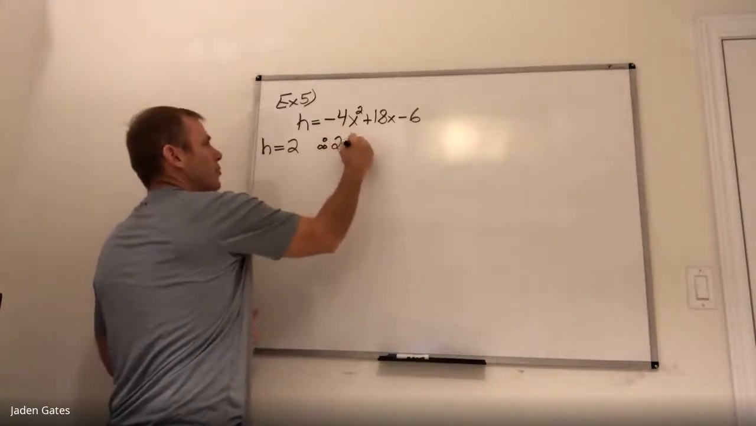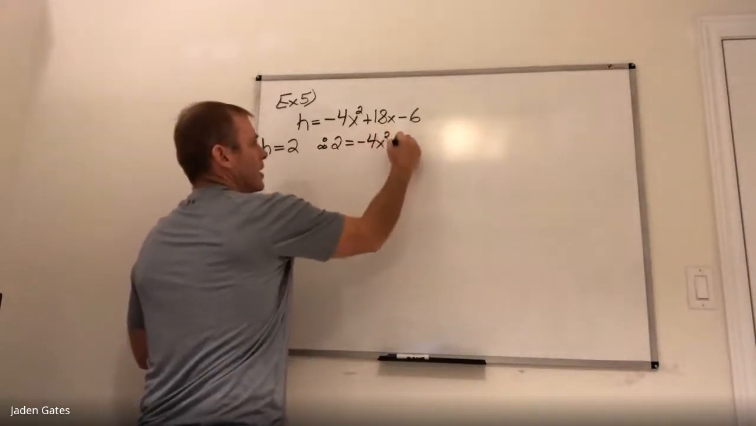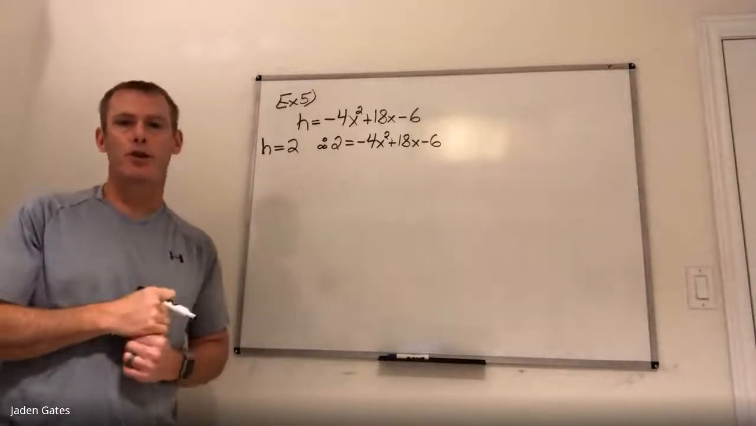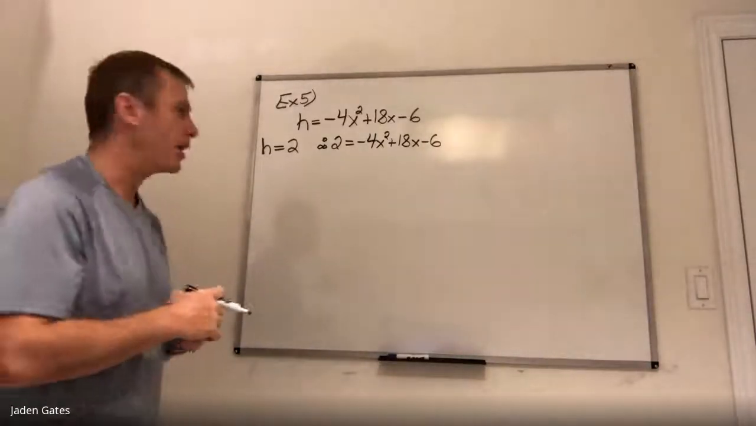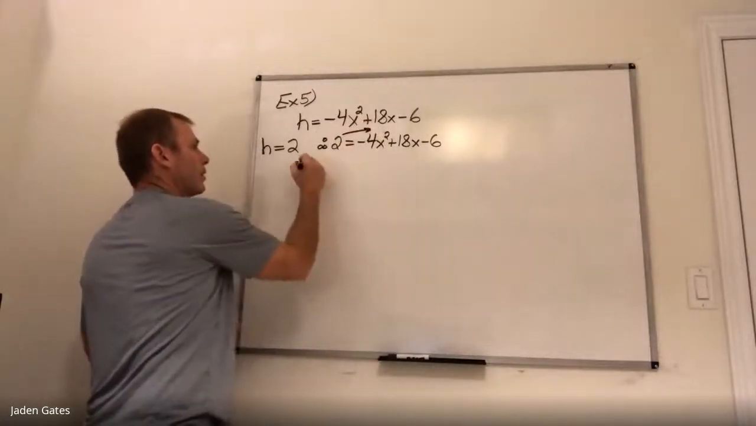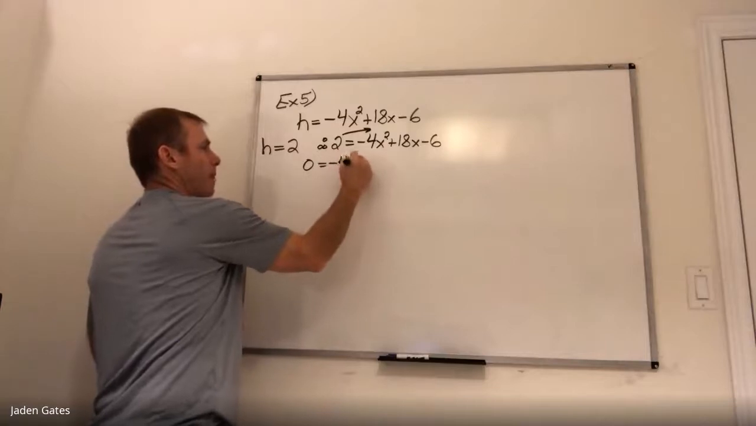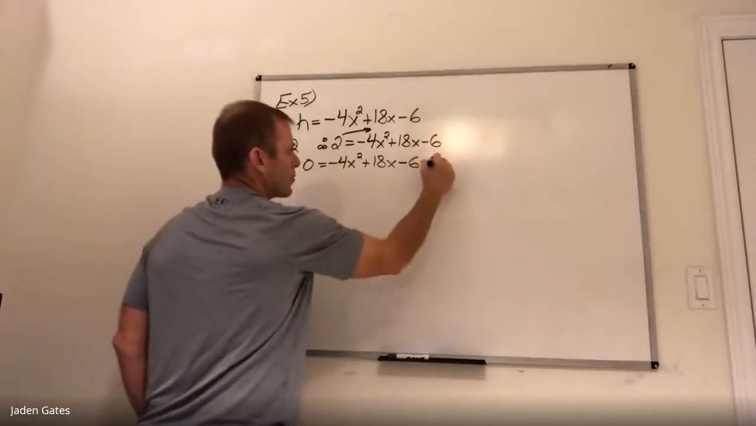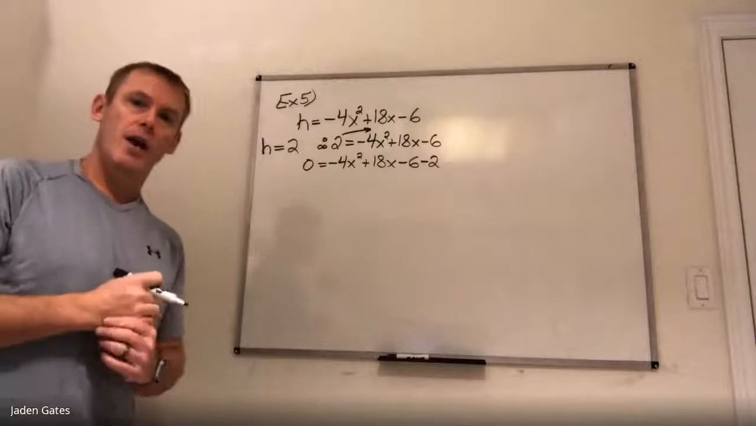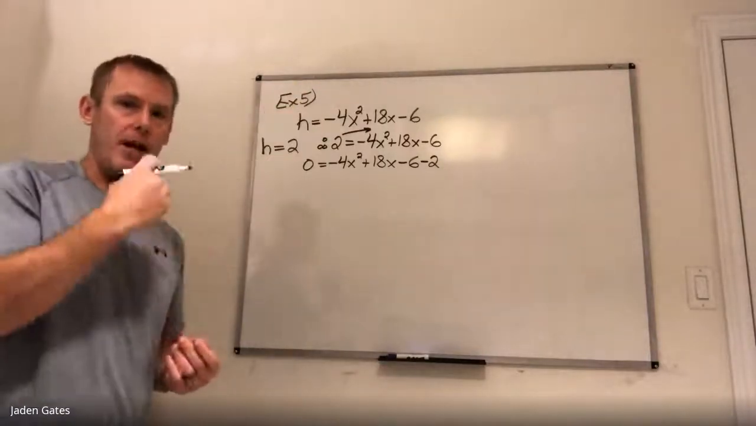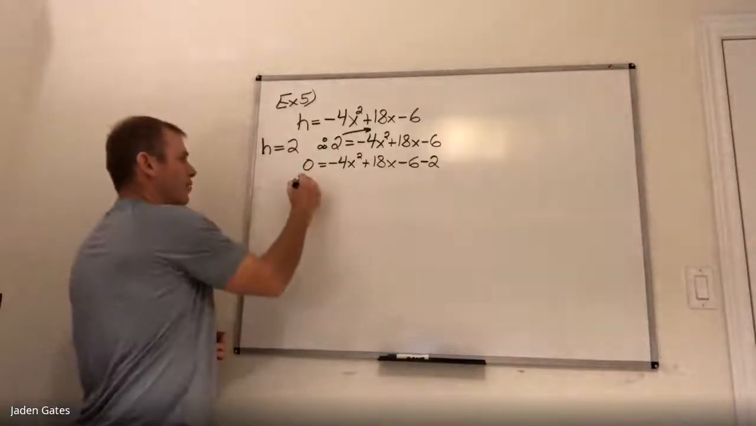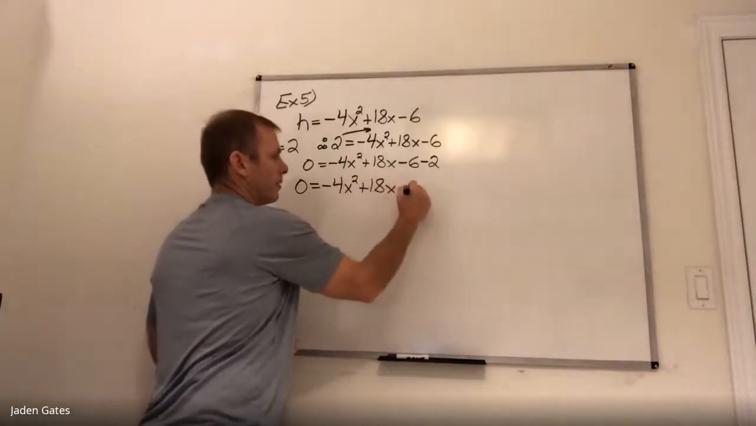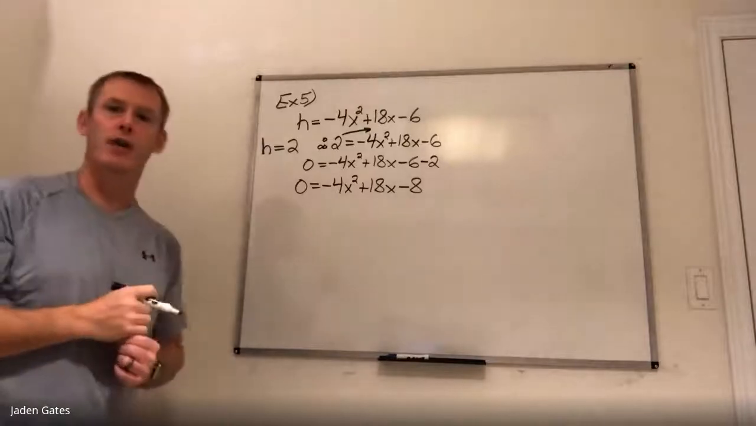So 2 is equal to negative 4x squared plus 18x minus 6. But just like our last example, if I'm going to solve a quadratic equation, I got to get a 0 on one side. So I'm going to move that 2 over. Now I have 0 is equal to negative 4x squared plus 18x minus 6, and the 2 is coming over, so it's a minus 2. Once again, when solving the quadratic by factoring, I got to get 3 terms: my x squared term, my x term, my numbers. So I'm going to put the negative 2 and this negative 6 together.